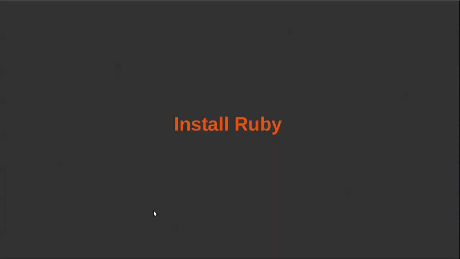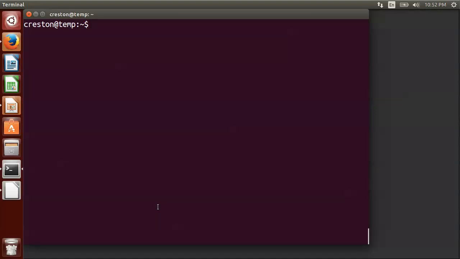The next step is to install Ruby. So the first thing we want to do on the server is to change to the deploy user. So I'm going to sudo su - deploy, and that will switch me to the deploy user. So now I'm acting as the deploy user.